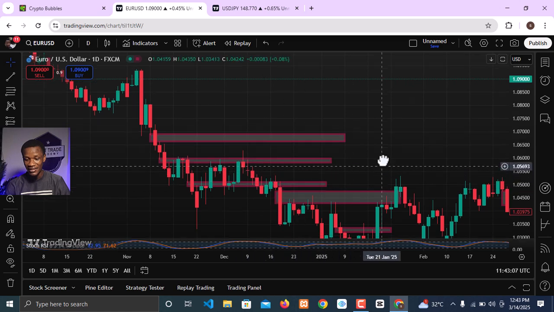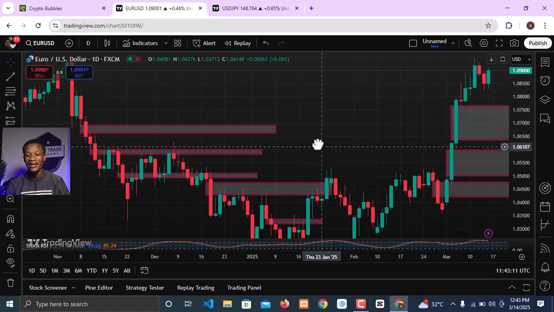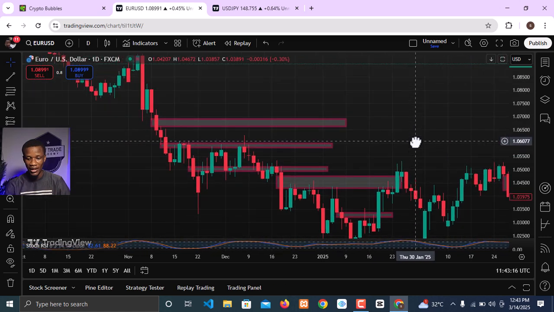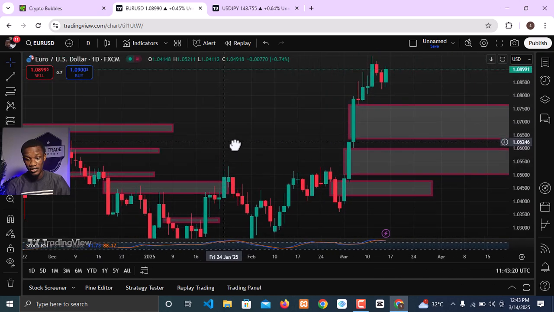And if an imbalance is created right here, the market has to come back to balance it. So when there is a balance is where we call mitigation. Let's look at the point of mitigation on these fair value gaps that we've drawn on this price action.